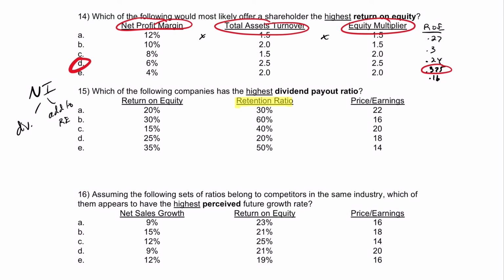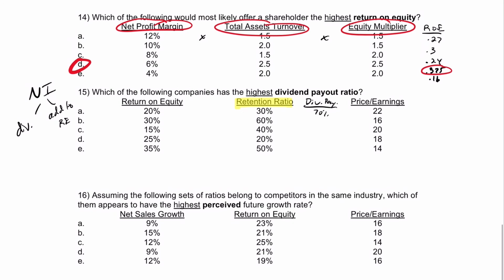So in this case, which one would have the highest dividend payout ratio? It would be the one with the lowest retention ratio. So for example, we know that the retention ratio and the dividend payout ratio have to add up to 100%. So for Part A, if they're retaining 30%, that means they're paying out 70. Part B, if they're retaining 60, they're paying out 40. Part C, they're retaining 40, or they're paying out 60. Part D, they're paying out 80 if they're keeping 20.